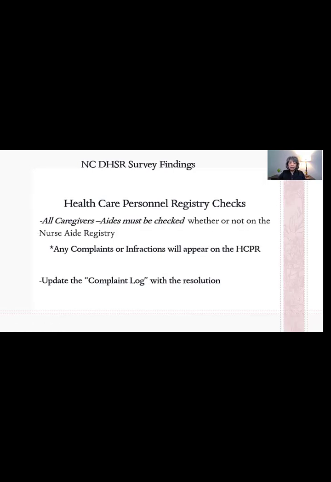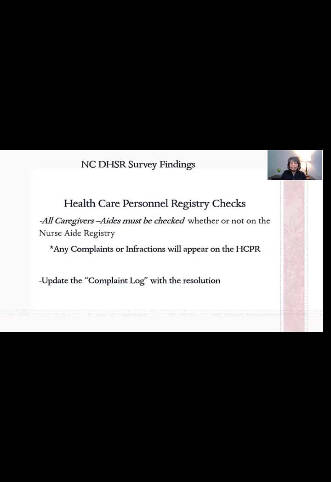Going to the healthcare personnel registry checks, that still seems to be a challenge for a lot of agencies. Just keep in mind, all caregivers or aides should be checked whether or not they're on the registry. If someone fills out an application with you and they say, I've been doing this work for 20 years, but I've never gotten on the registry, some of you call it certified, but here in North Carolina, they like to call it on the registry.